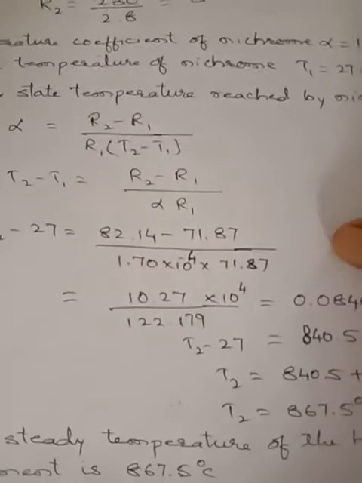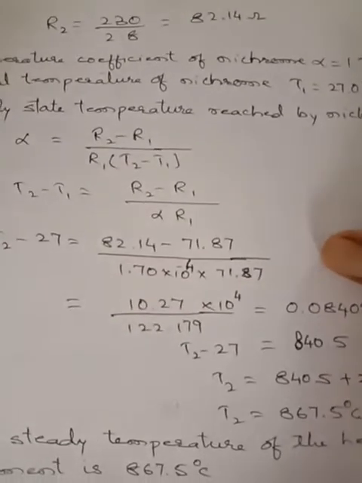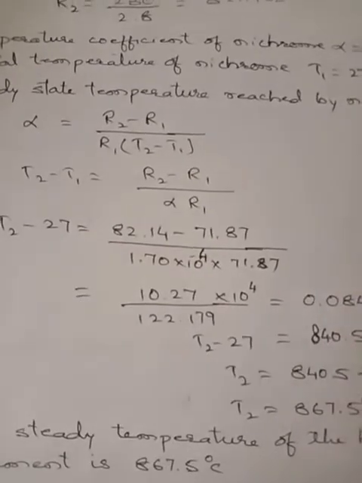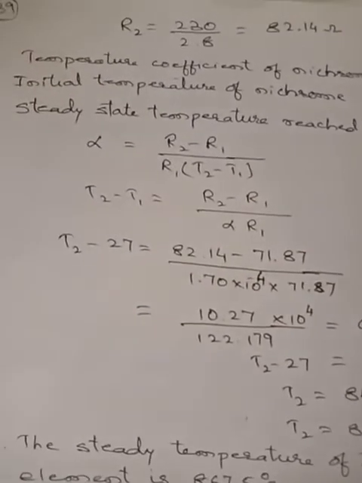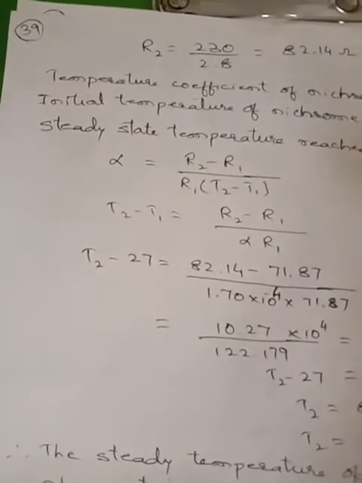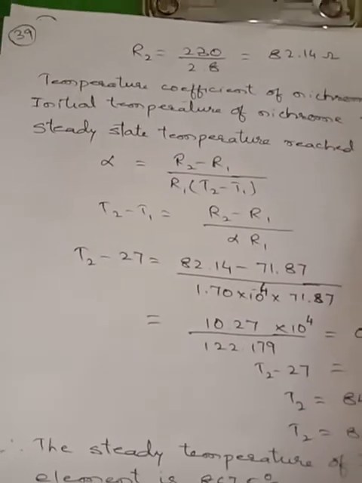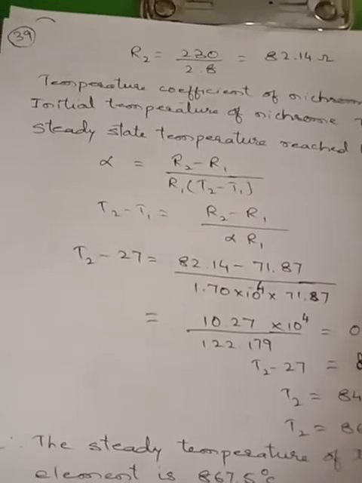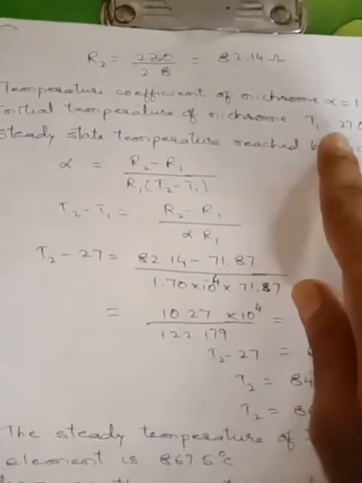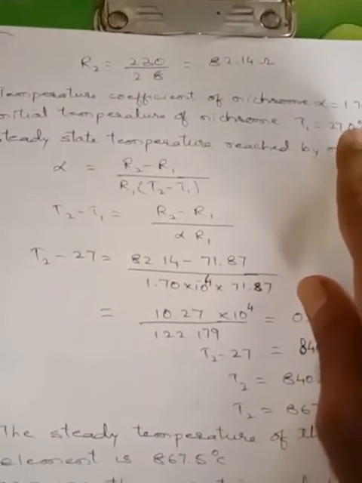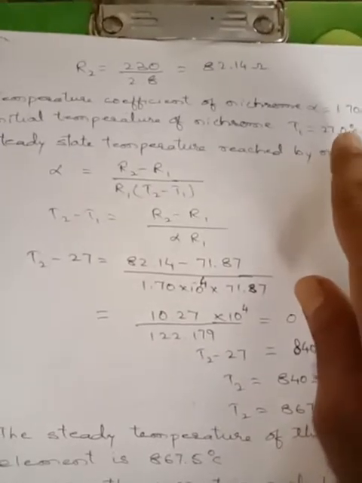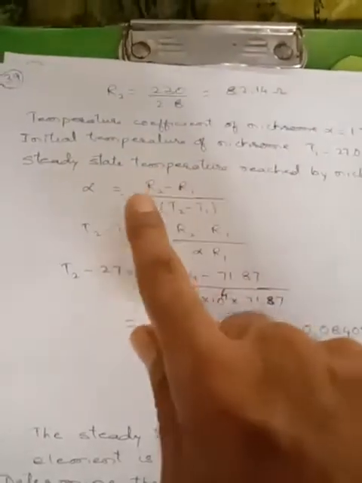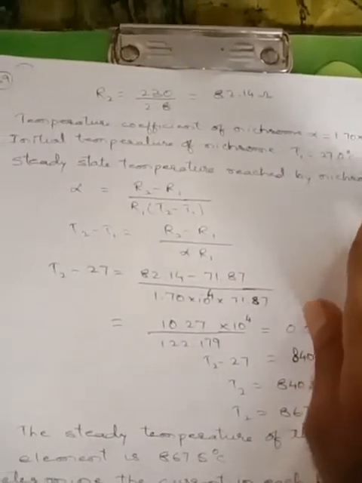so here R2 will become what? 230 divided by 2.8. So it will become 82.14 ohm. Now R1 value we are having, R2 value we are having. Temperature coefficient of nichrome, alpha, is given to you, 1.70 into 10 to the power of minus 4. Okay. Initial temperature of the nichrome is how much? Initial temperature is given to you, room temperature, 27 degrees centigrade. So steady state temperature reached by the nichrome wire will become what?